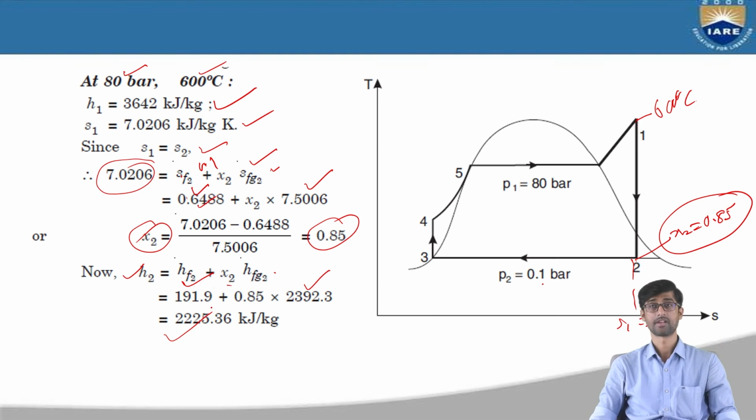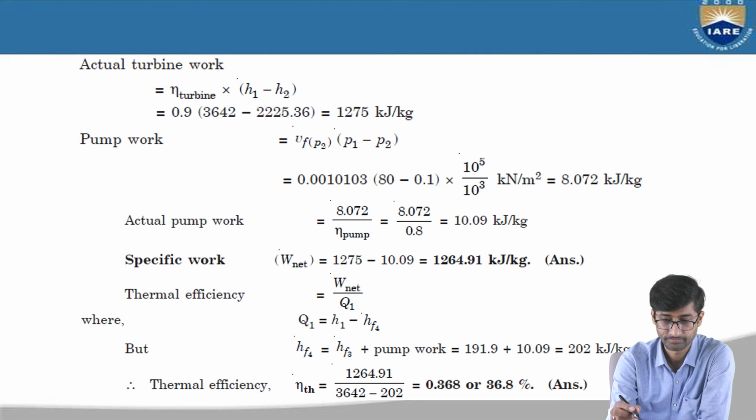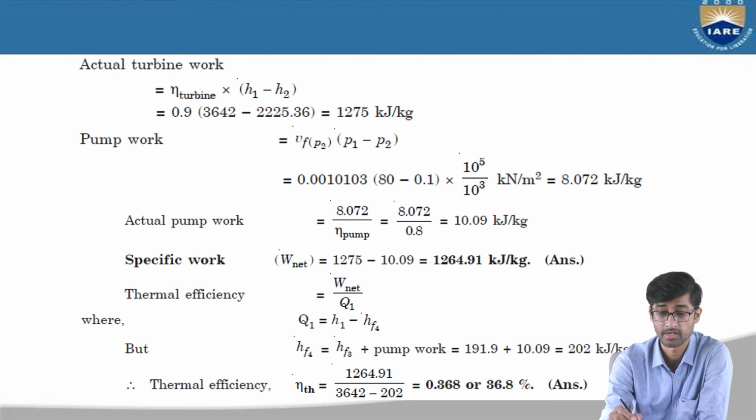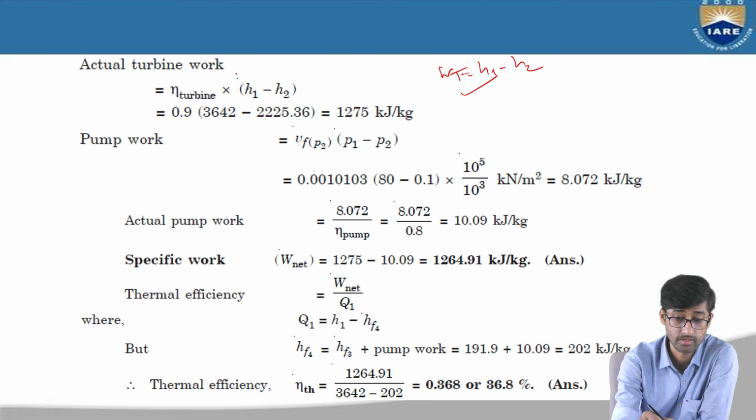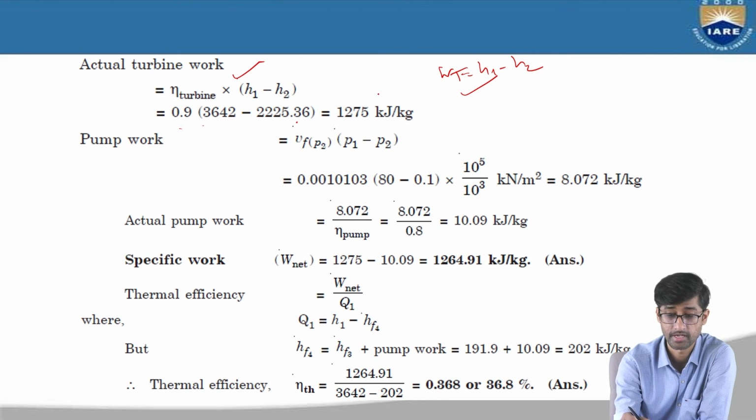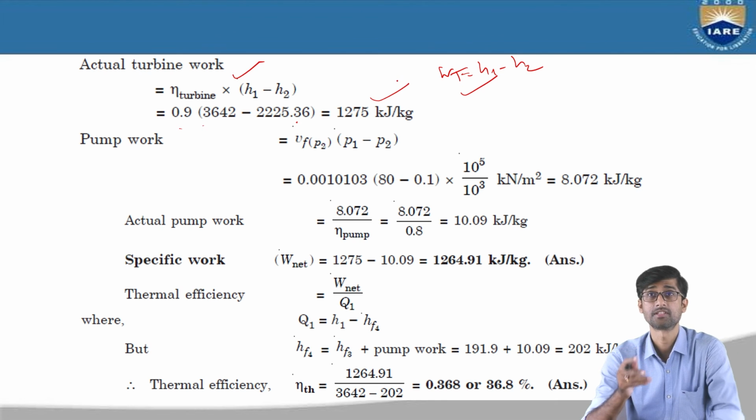Now this is the value of H1 and H2. So after calculating the value of H1 and H2, what is the turbine work? That equals H1 minus H2. So calculate the turbine work. But the turbine efficiency is given as 0.9. So what is the actual turbine work? So 0.9 into H1 minus H2. This is the actual turbine work.